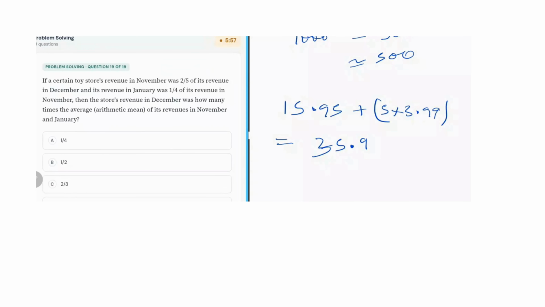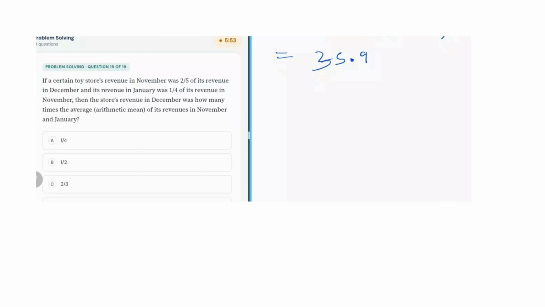Then finally, this question, we have 5 minutes to solve it. So let me attempt to solve it. If a certain toy store's revenue in November was 2/5 of its revenue in December, what does it mean? It says December. So November equals 2/5 December. And its revenue in January was 1/4 of its revenue in November. Then the store's revenue in December was how many times the average of its revenue in November and January?